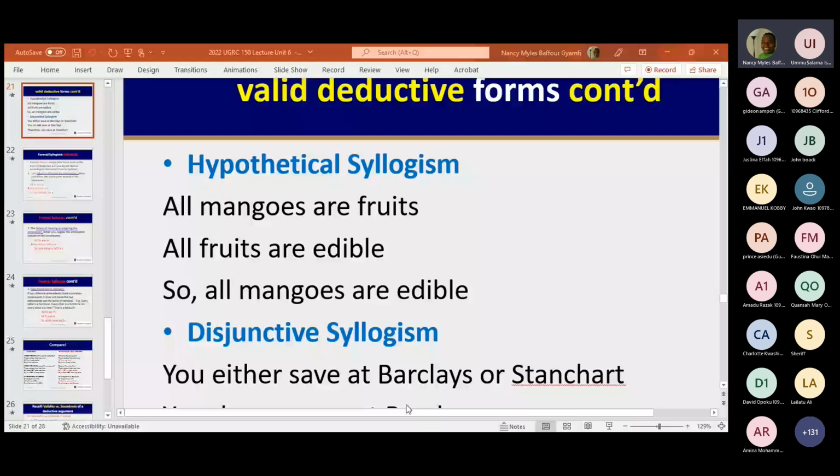Give me the whole argument. You either save at Barclays or Stanchart. You do not save at Barclays, therefore you save at Stanchart. But that is valid. That's what we have done: a negation of one of the disjuncts in the premises, so that you can now conclude the other one. That's valid. Okay, thank you.